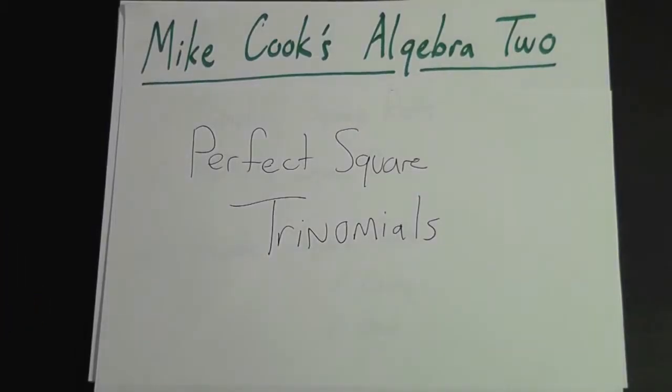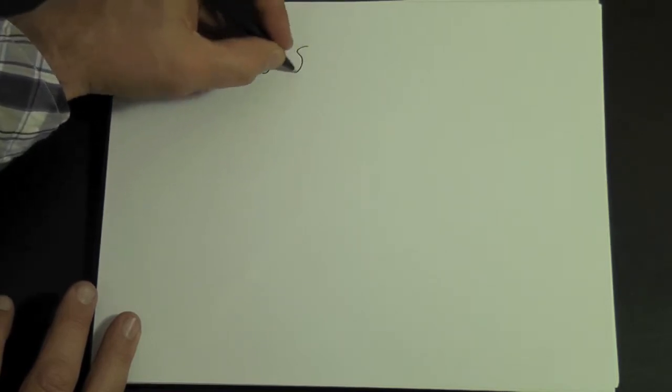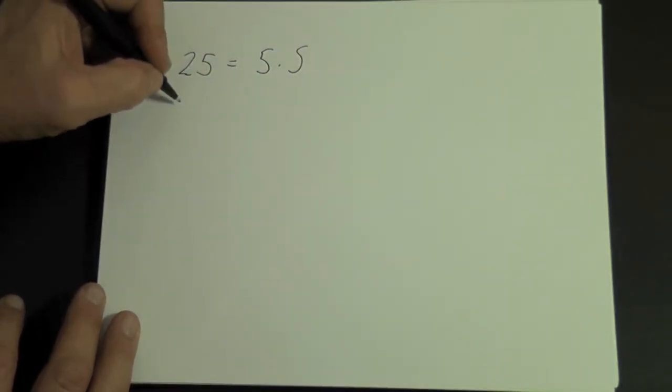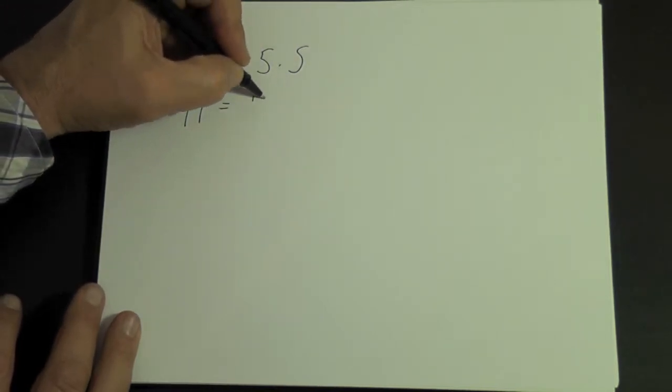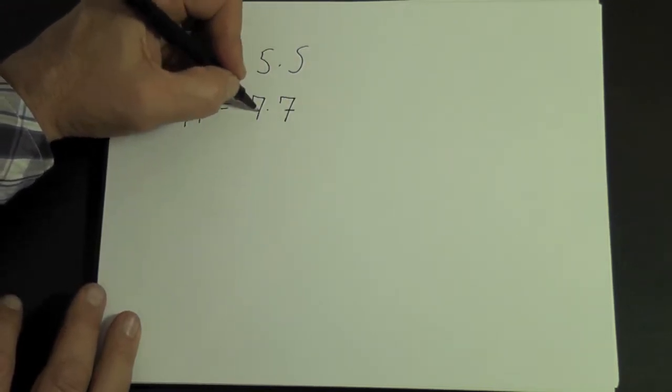All right, let's look at perfect square trinomials. Well, the first thing we need to do is look at what a perfect square is. We say that 25 is a perfect square because 5 times 5 is 25. And we say that 49 is a perfect square because 7 times 7 is 49.